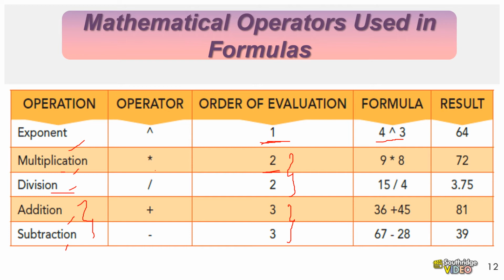This means that in a formula, if an exponent, multiplication, division, addition, subtraction is there, you have to first evaluate the exponent value. Then you can go for multiplication and division, from left to right. Then at last you have to consider addition and subtraction.